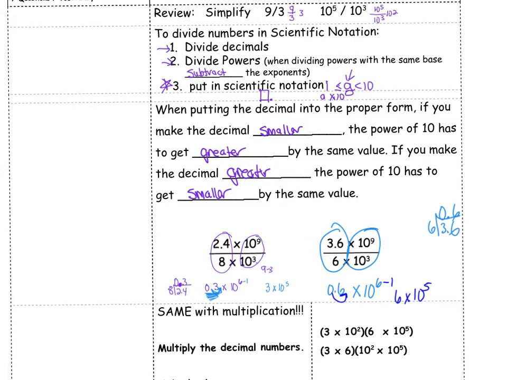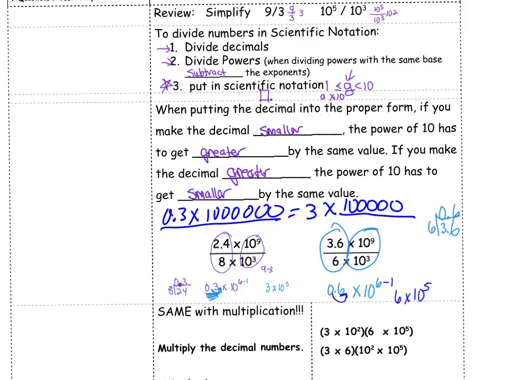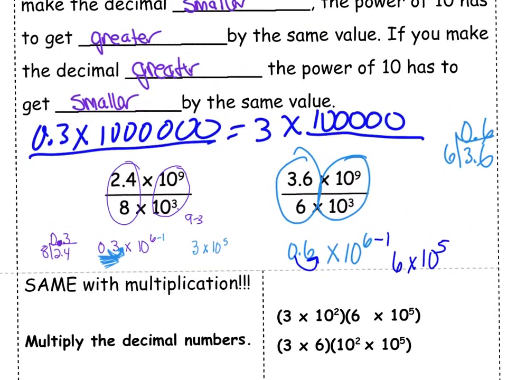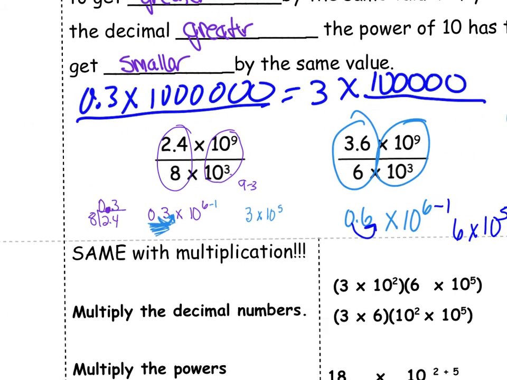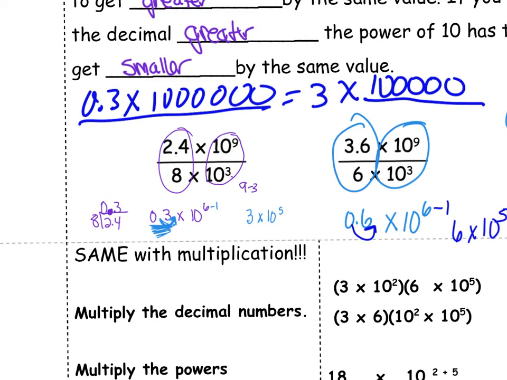Again, the reason: if I have 0.3 times 1, 2, 3, 4, 5, 6, that is the same thing as 3 times 10 to the 5th, which looks like this. 1, 2, 3, 4, 5, 6, 1, 2, 3, 4, 5. Okay, those are equal. So when you're making it one bigger or smaller, you have to make the exponent the opposite. If it gets smaller, the number gets bigger.